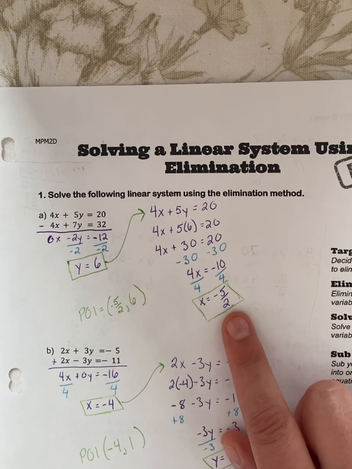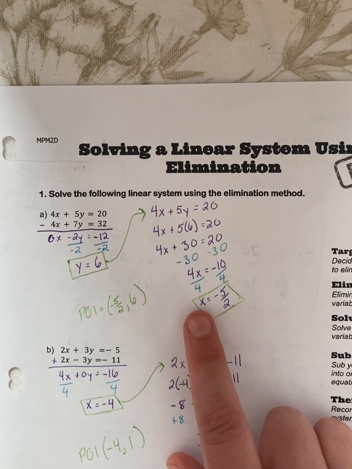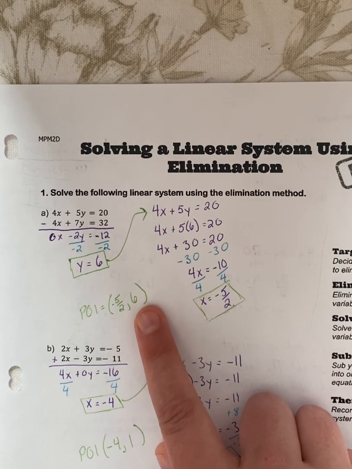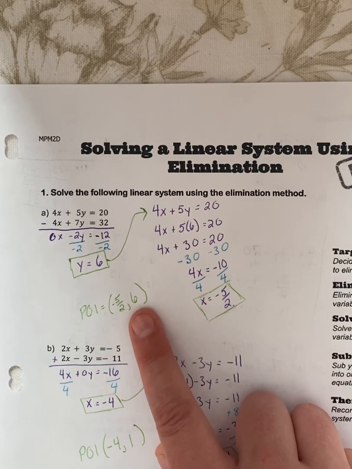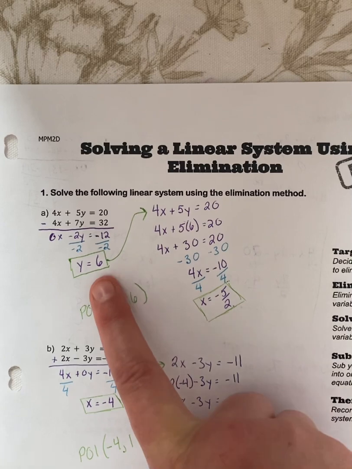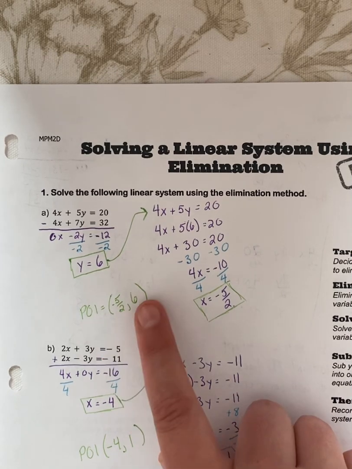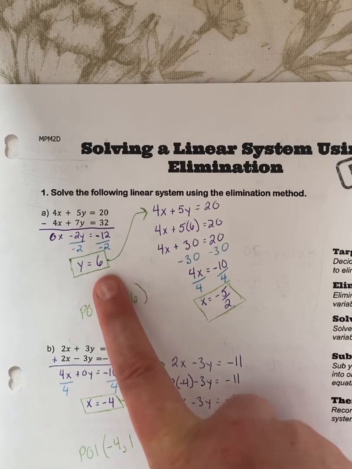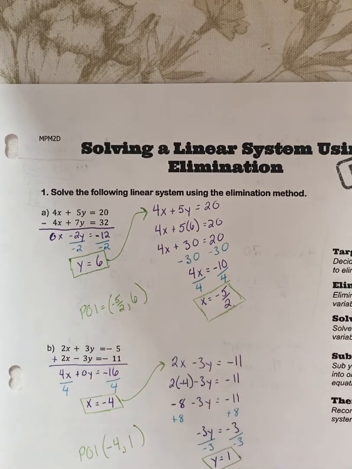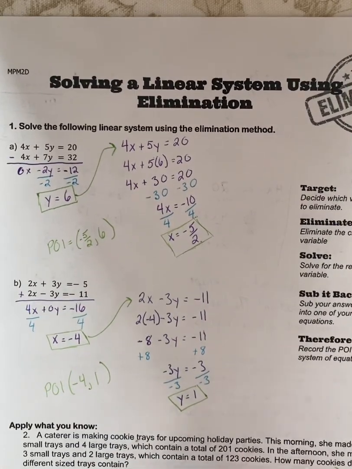Now, here's the most important part. Make sure that your x comes first and your y comes second. I see this is a common mistake, that people just flip it and get it backwards, especially if you solve for y first. People will give me 6 and negative 5 over 2. Be careful. Make sure you're giving me your x first and your y second.